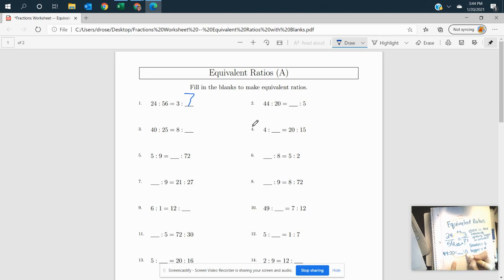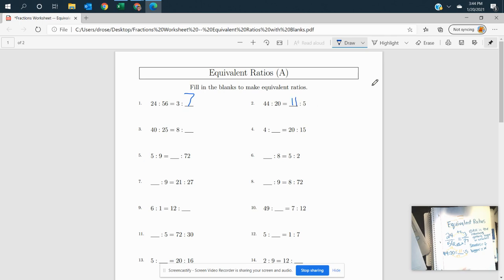Well, 20 to 5, it gets smaller, so I'm going to look at my first step and I see that I'm going to need to divide something. So 20 divided by what number is going to give me 5? And that is 4. 20 divided by 5 is 4. To get to the top, to get to our missing number, we divide that same number by 4. So 44 divided by 4 is 11. I'm going to go back to here and put my ratio in here.